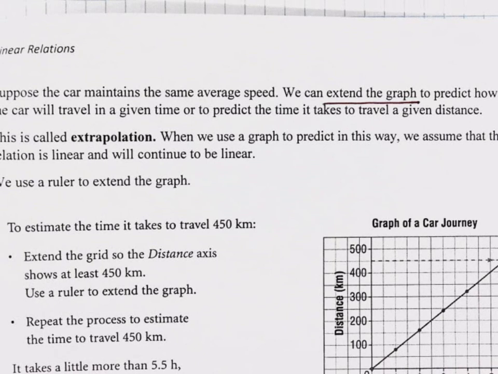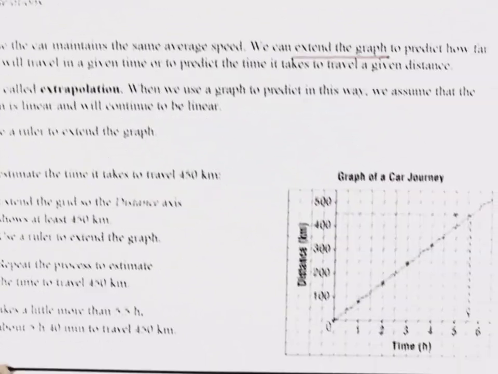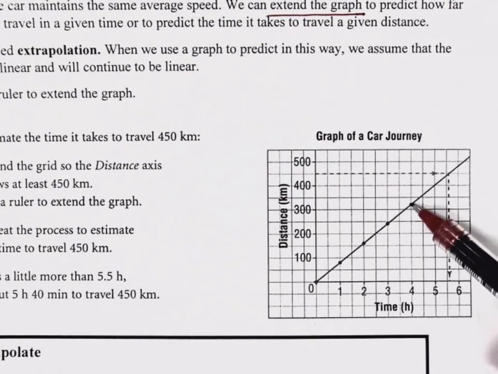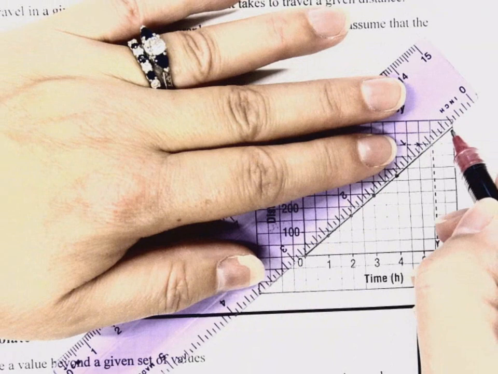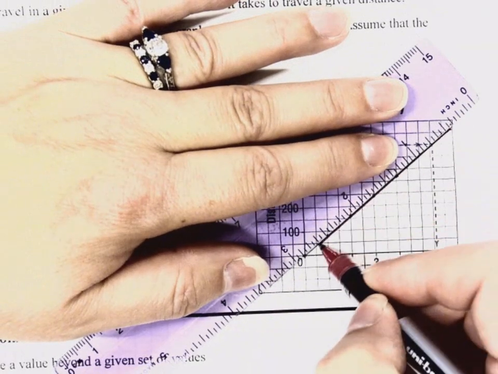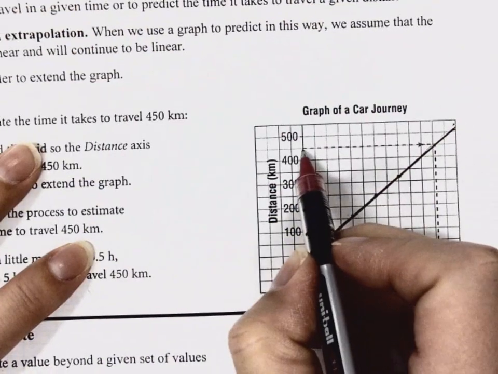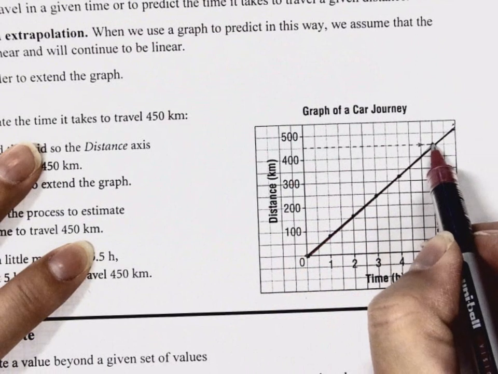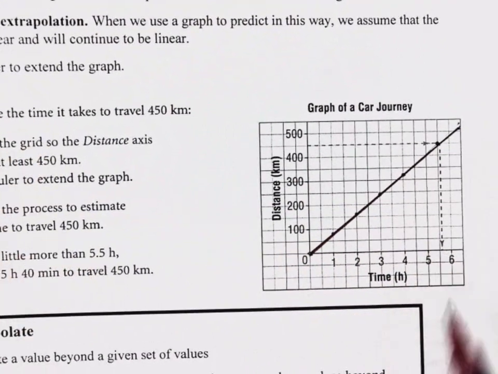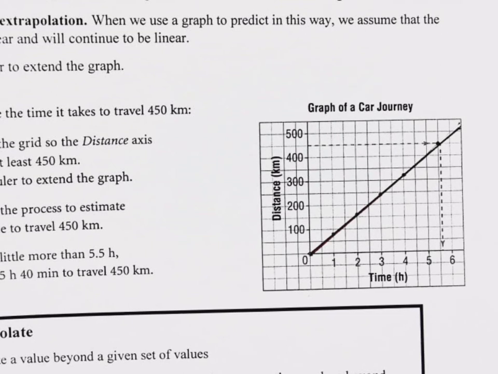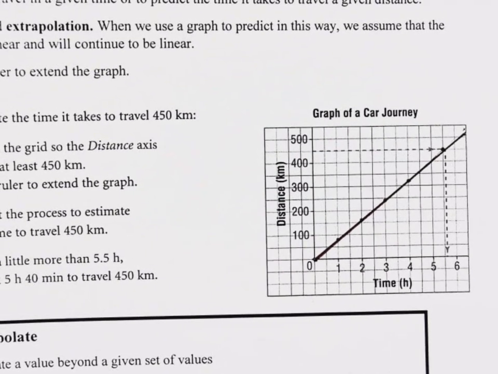To estimate the time it takes to travel 450 kilometers, we would have to extend the line. We couldn't stop here. So we would get our handy dandy ruler and extend it, and this graph is already done for us. So we're going to go to 450, go to the line, and then go down. It's a little bit more than 5.5 hours, so maybe 5.6 hours, something like that.